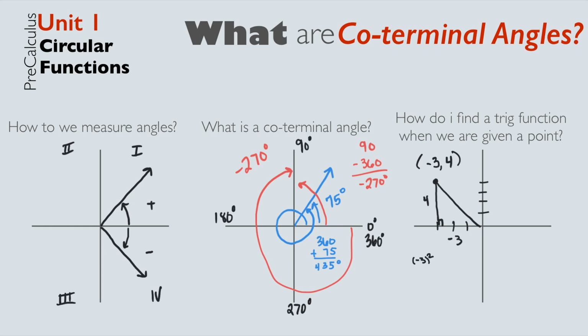And so we can use the Pythagorean theorem. Negative 3 squared plus 4 squared is equal to 25. So that means that the hypotenuse is equal to 5. Now, if you recognize your 3, 4, 5 right triangle, you already knew that.